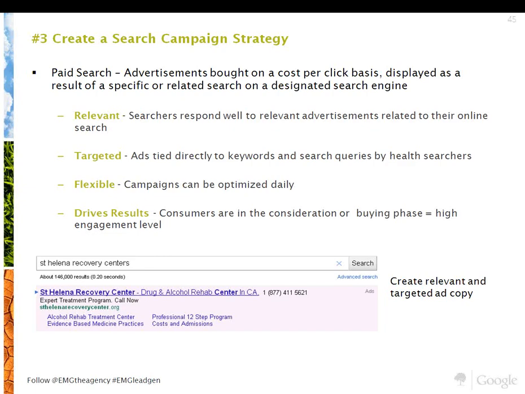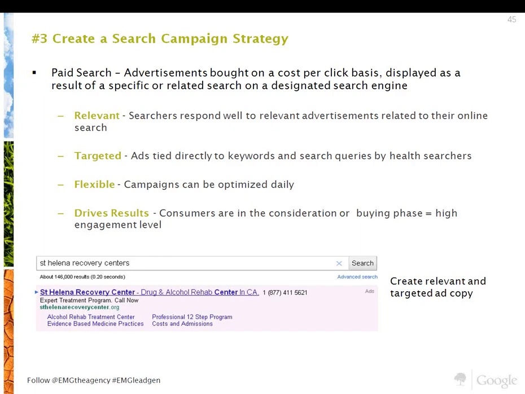And next, I will talk a little bit about creating a campaign strategy. So paid search. If you're familiar with the Google.com homepage, that is the core of the search campaign. This is where advertisements are bought on a cost per click basis in an auction system, and their ads are triggered based on the types of keywords that you have built out in your list.